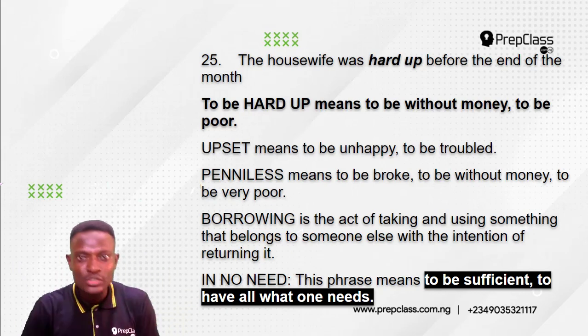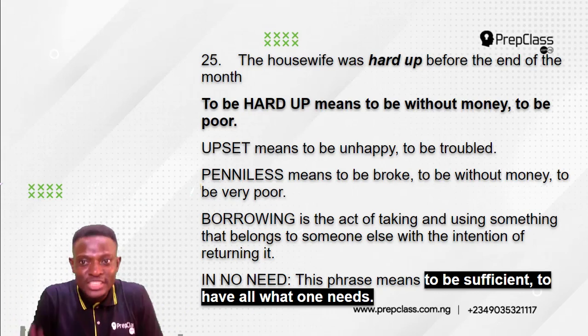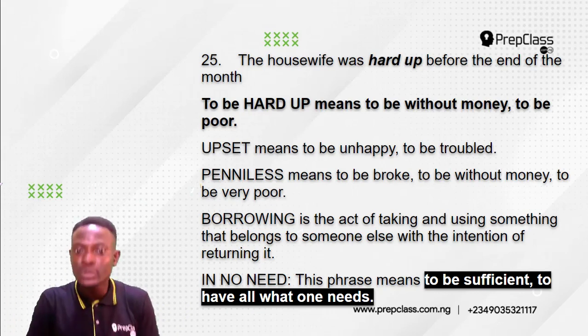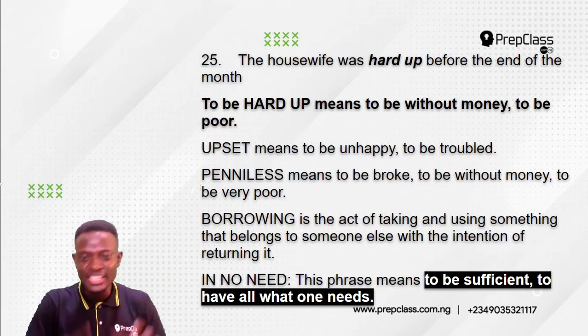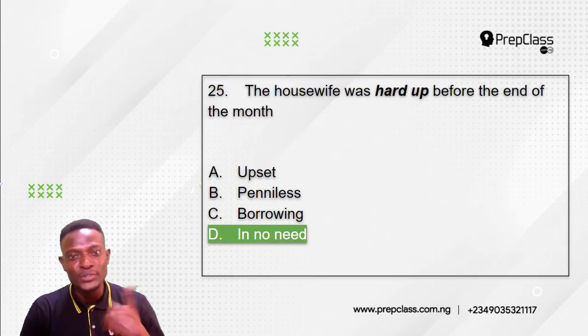The opposite to 'add up' is in no need. The housewife was in no need. She was sufficient. She has what she needs to take her through the month. She is in no need. So the opposite in meaning to 'add up' is option D, in no need.